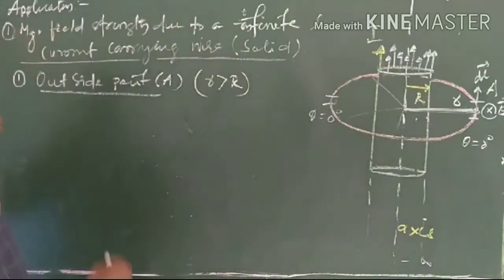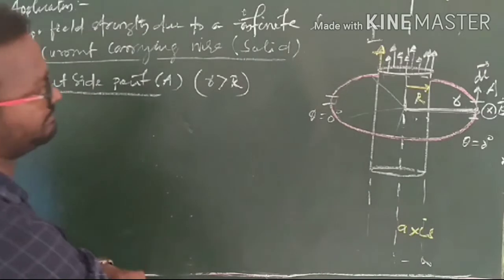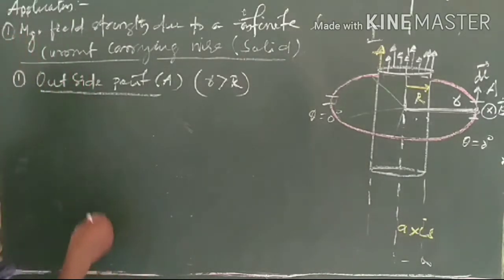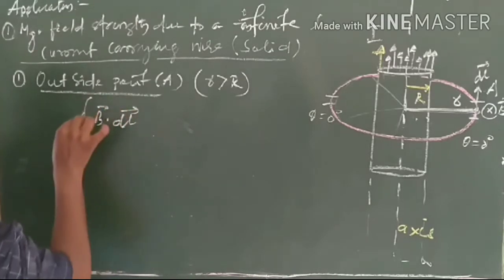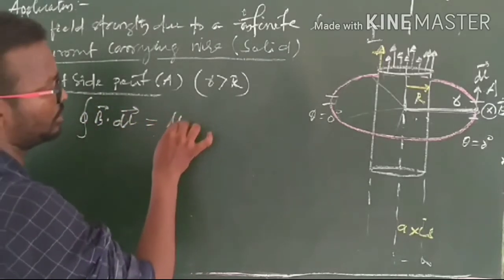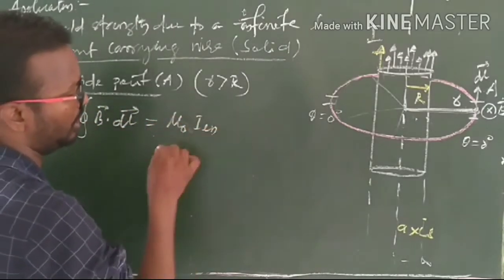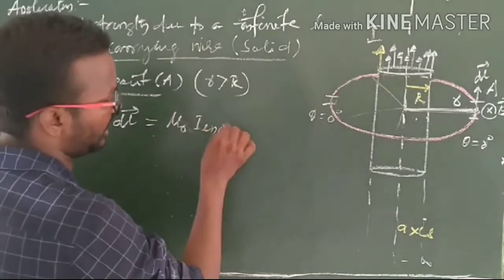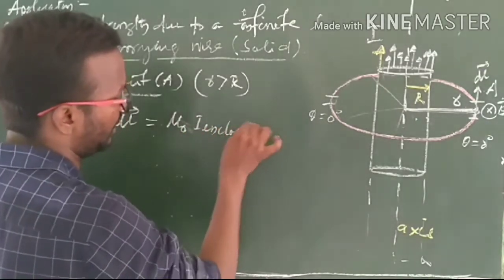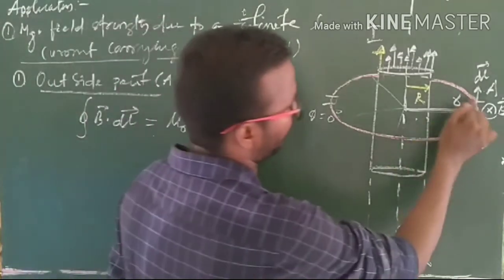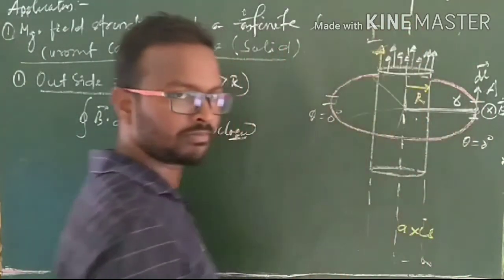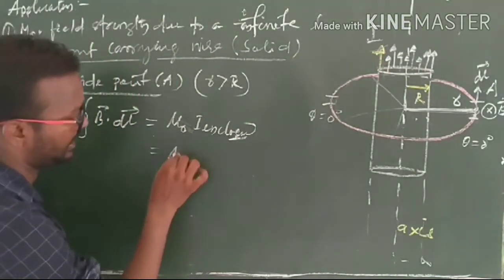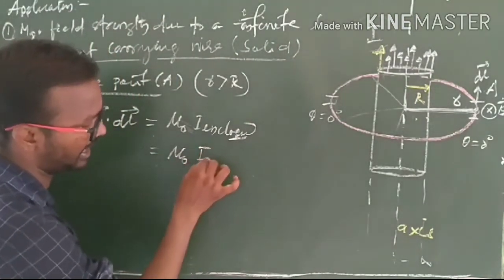Clear? So according to Ampere's circuital law, we can write ∮B·dl equal to μ₀ times the total current enclosed by the Amperian loop. This is the Amperian loop, so the total current within the loop is I. So we can write that it is μ₀I.